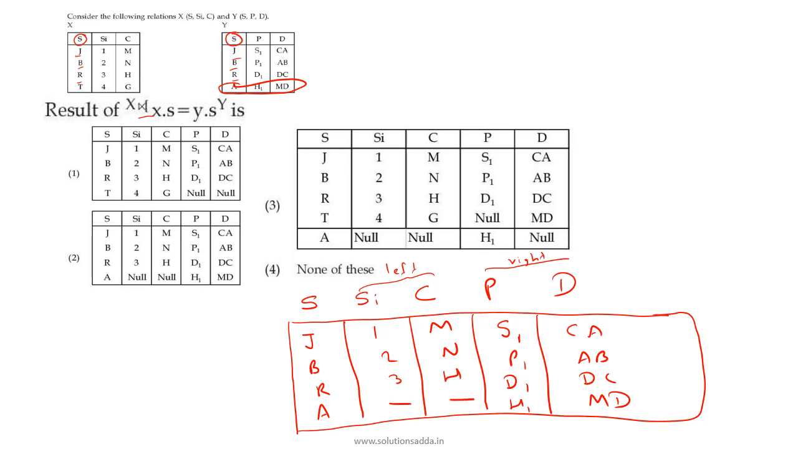So from the options, let's see which can be mapped. So JBRA will be there. This is saying 1M S1CA here. Second is saying 2N P1AB. Similarly here. Third one 3H D1DC. Fourth one is having null null null null H1MD. So this is the correct answer. So based on the options, option 2 is the right answer here.